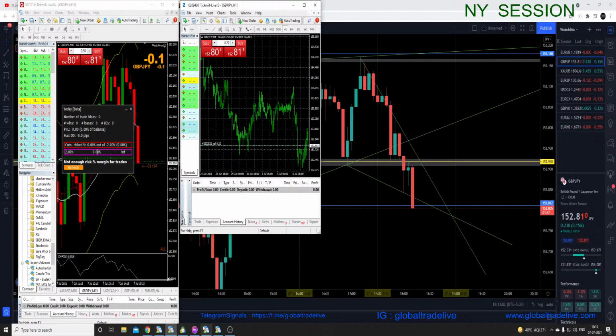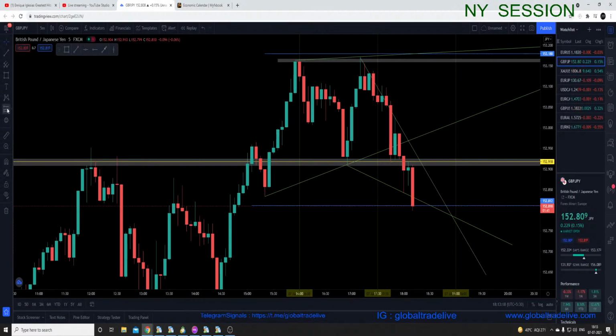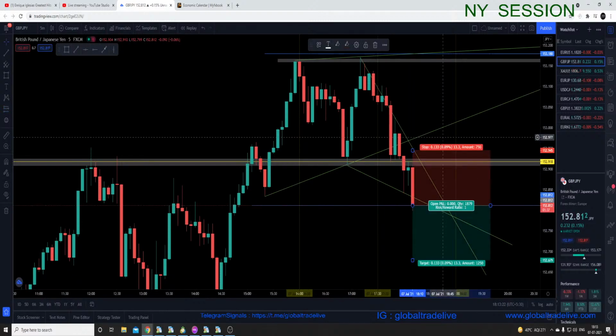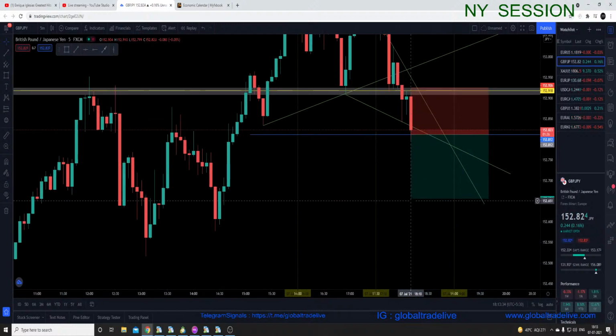Just took a sell trade. Yeah, so I just took a sell trade here. Now just need to wait and see. Let's see. Short position. Kept my SL at high of the current 5-minute candle, and my TP will be all the way down.